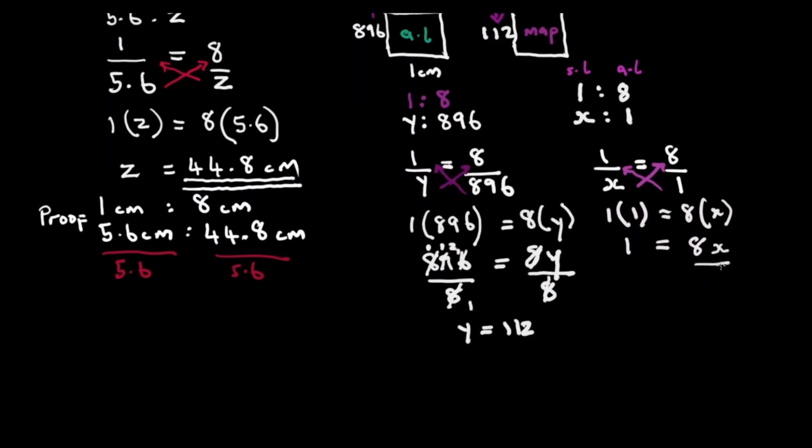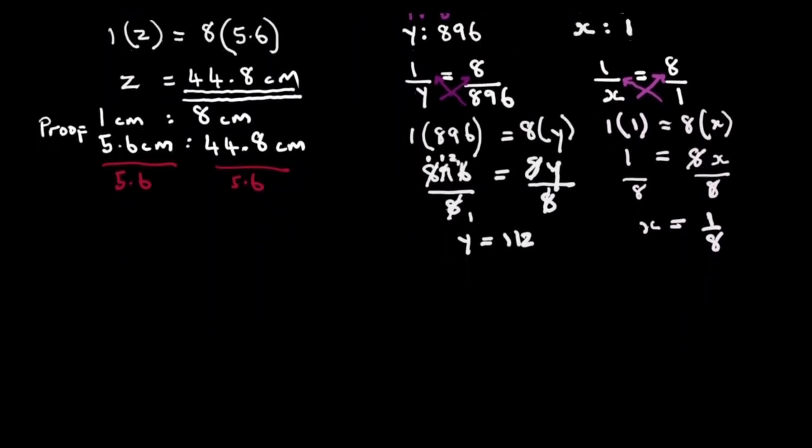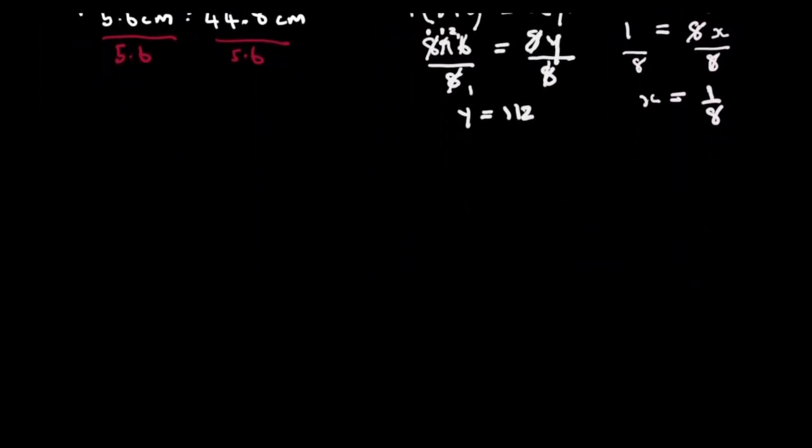8x, we divide both sides by 8. 8 cancels out, so here we are left with x is equal to 1 over 8. What this means is 1 centimeter as an actual length will correspond to 1 over 8 as the scale length.